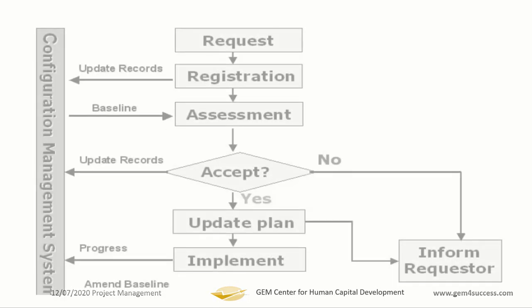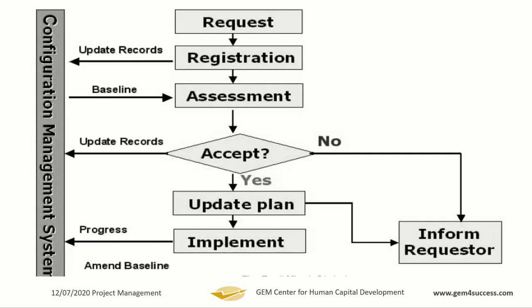Okay, so this is like a flow chart about a configuration management system. There's a request that you want to change something in a document. You register the request, and then you update the record, of course, that you have registered something, and then that goes into the configuration management system. And then after that, you do an assessment of, okay, so this document needs to change. We want to change this document. We want to update a section or modify a particular part of the document.